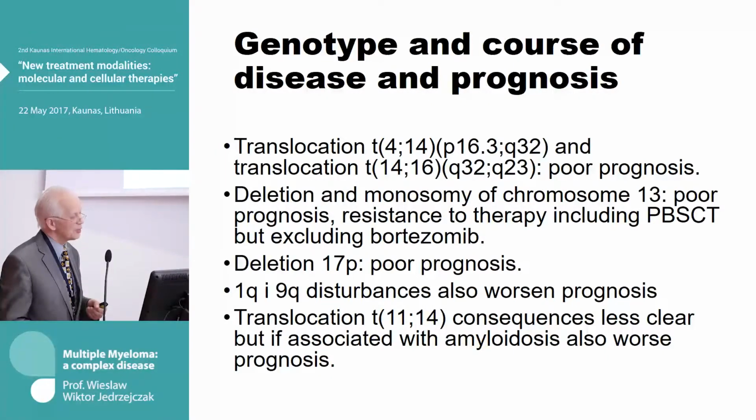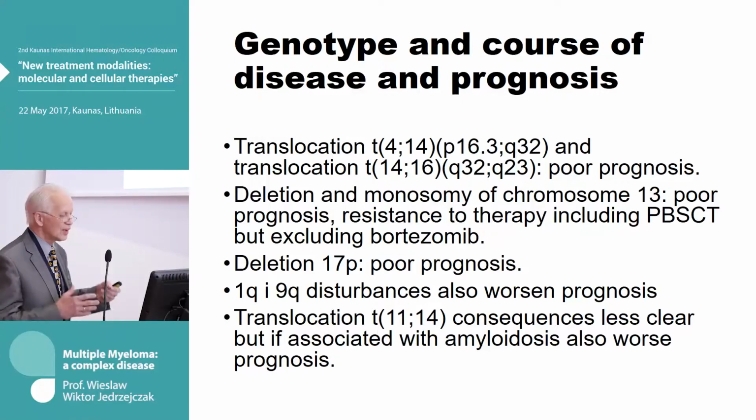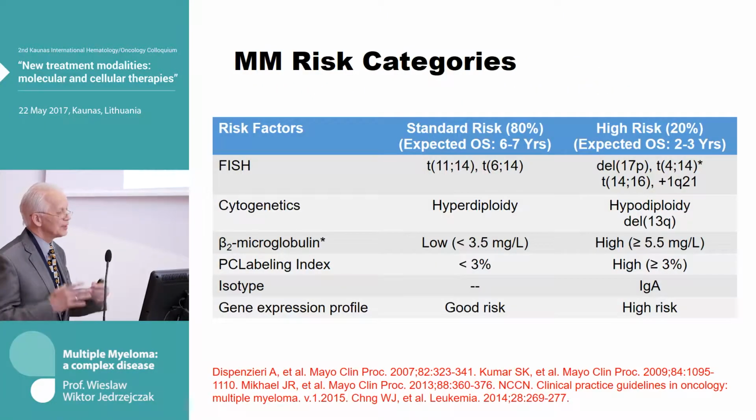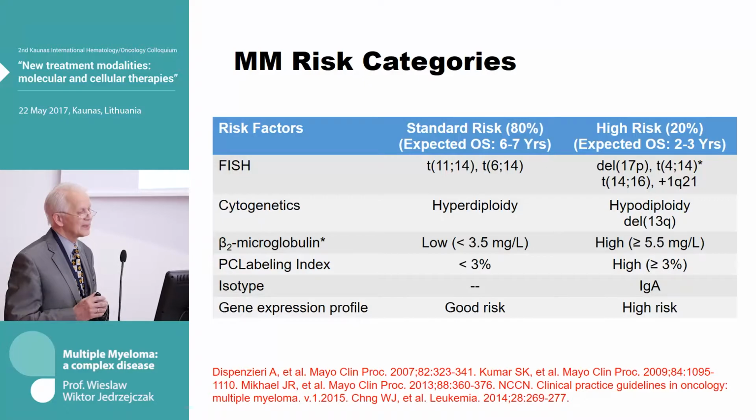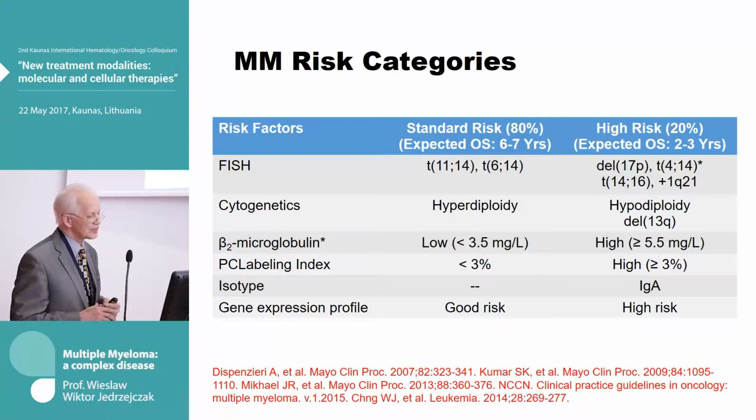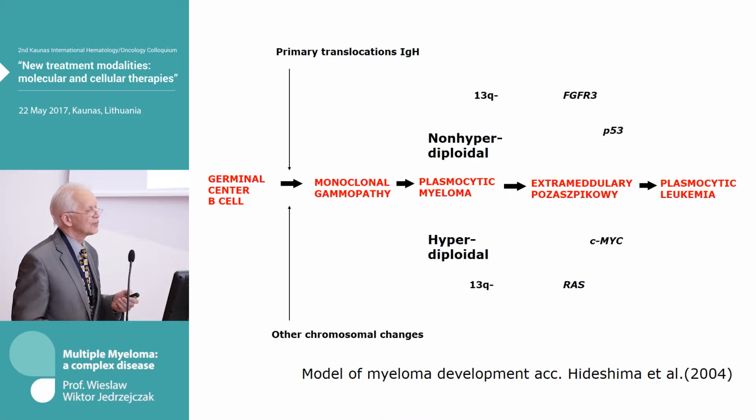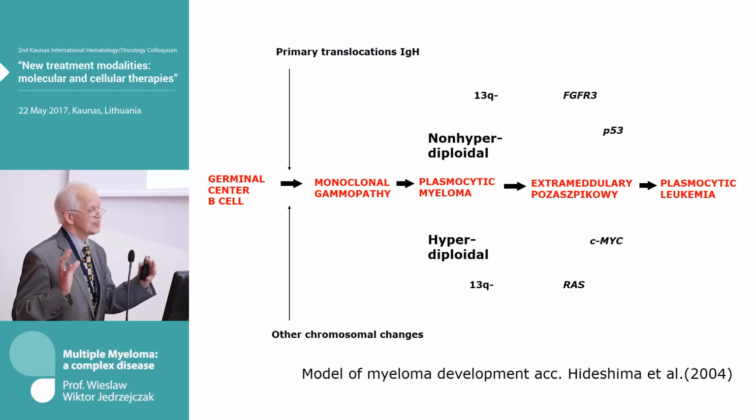Also, disturbances of 1q and 9q worsen prognosis. The role of translocation 11-14 is less clear, but of course, if this is associated with amyloidosis, it is also a worse prognosis. So, on this basis, one could define risk categories into standard risk and high risk, and of course these categories differ significantly in projected survival. So this is how this process of disease comes about.